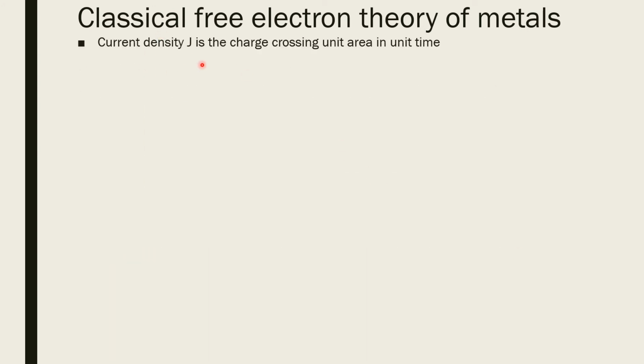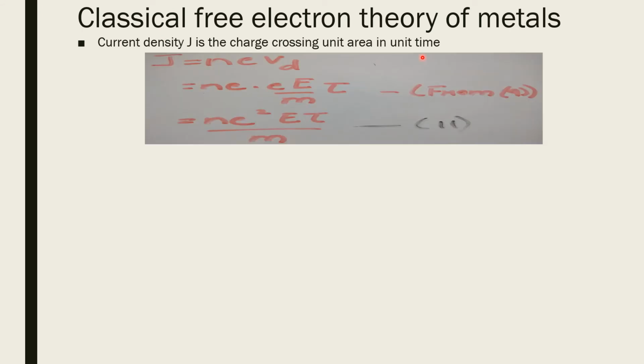Current density J is the charge crossing unit area in unit time. We write current density J is equal to Ne into V suffix d. Substituting from equation number 9 for Vd, we get Ne into E tau by m. So this becomes Ne squared E tau by m. This is equation number 11.